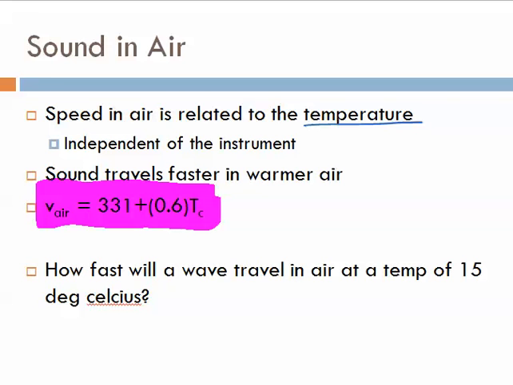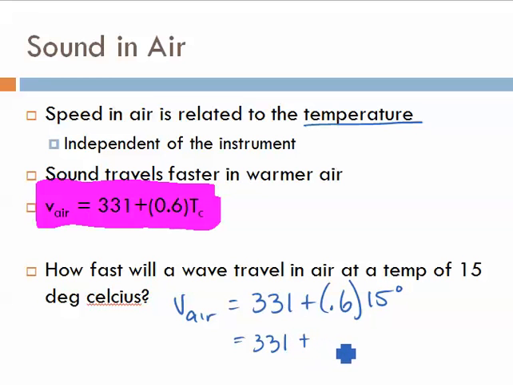So let's do a problem with this. How fast will a wave travel in air at a temperature of 15 degrees Celsius? Well, this is a simple math problem. We get 331 plus 0.6 times 15 degrees. This turns out to be 331 plus 9, or the velocity in air when the temperature is 15 degrees Celsius is 340 meters per second.